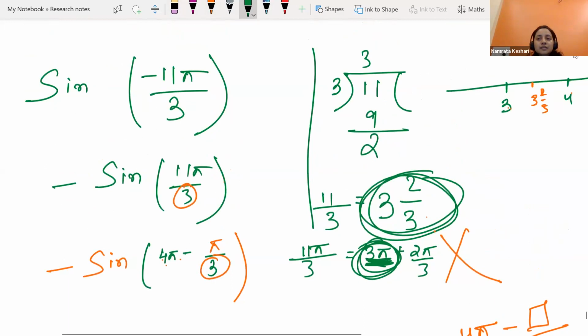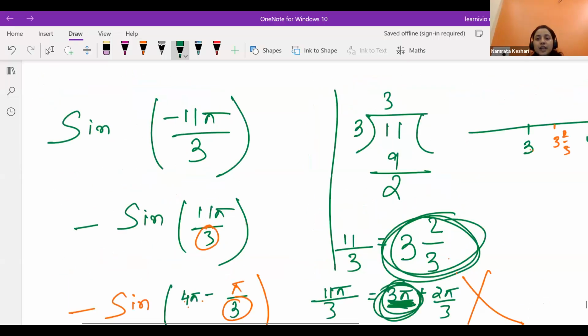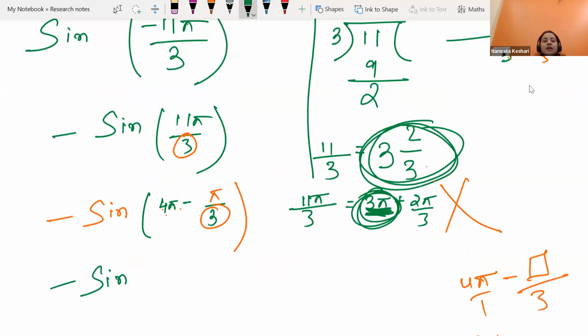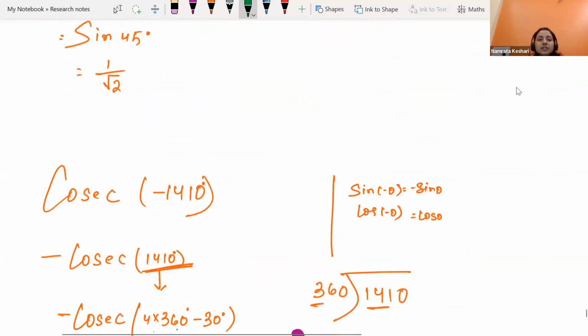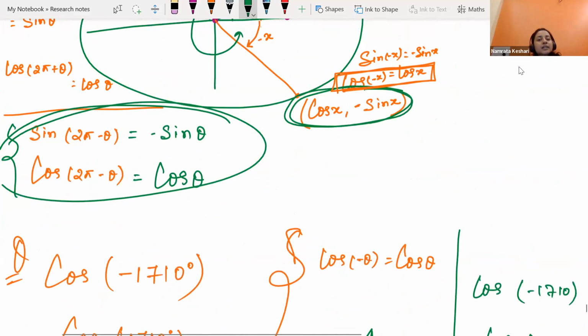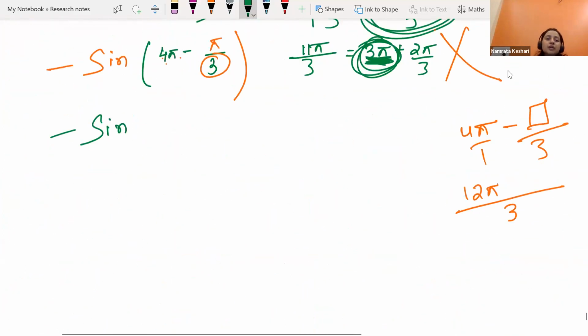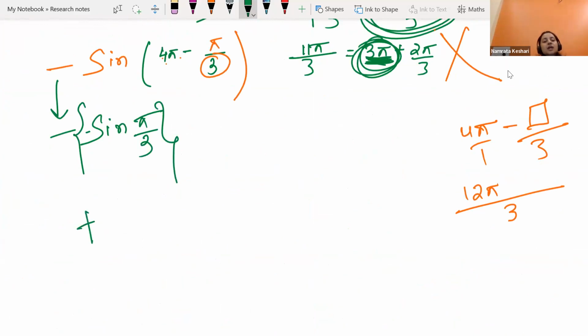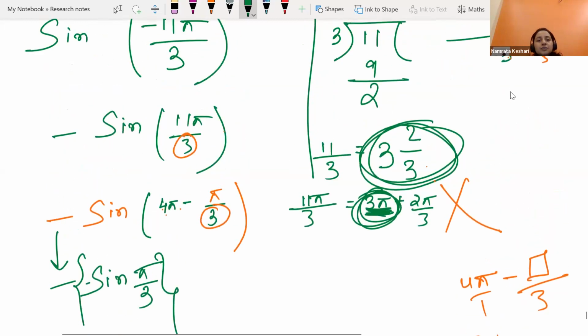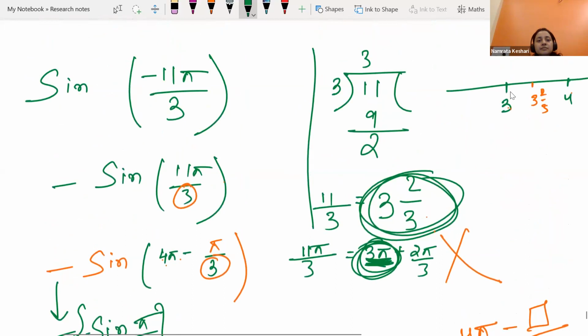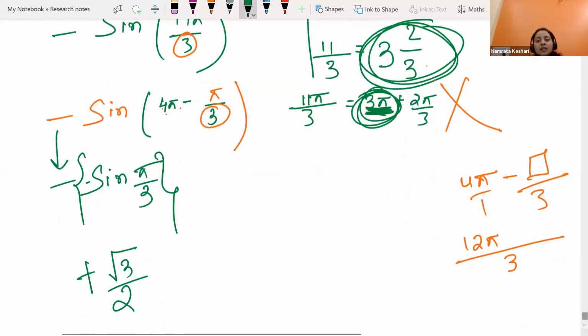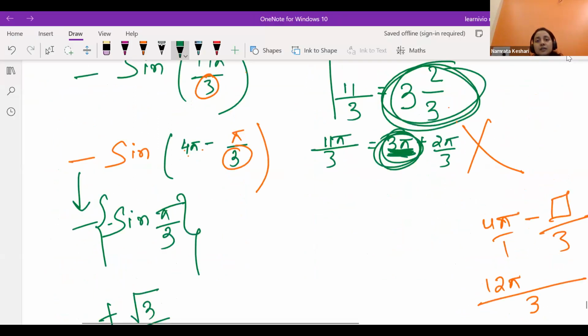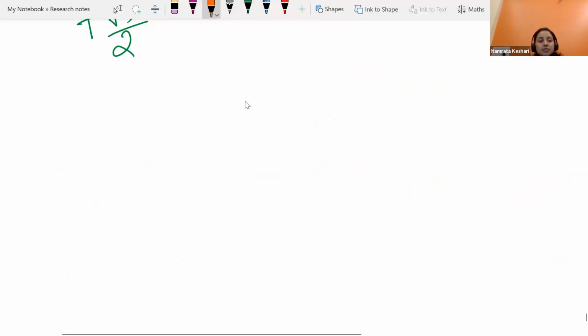Ali, are you getting it? Are you there? Now we have learned the rule that sine of 2π minus theta is minus sine. We will be using it over here. One minus sign was already there, one more minus sign, and this is our answer: minus plus sine π/3, that means √3/2. Any confusion, Ali and Alina? Please just confirm whether you understood or not.